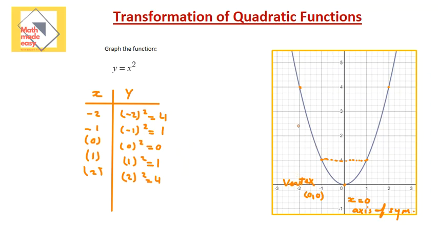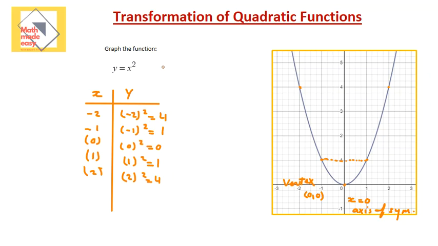Now, this parabola is the parabola for the parent function, which is y equals x squared. Now, we said before that the parent function is the simplest form of the function. There is another form that we use usually, which is called the vertex form.